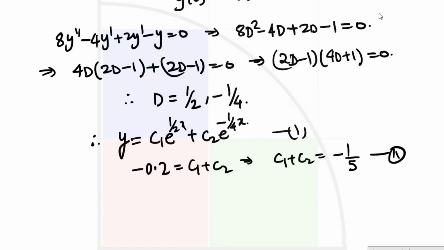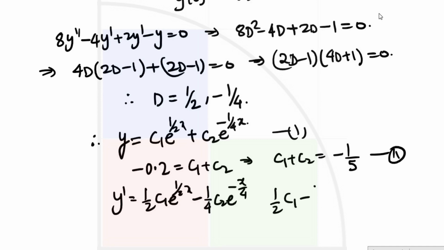Then we need to find the first derivative for this one, y prime is half of c1 e to the power half x minus 1/4 c2 e to the power minus 1/4 x. I think this is clear. And the condition is minus 0.3 at x is equal to 0. This is half c1 minus 1/4 c2 is equal to minus 0.325. Solve this to get our answer.